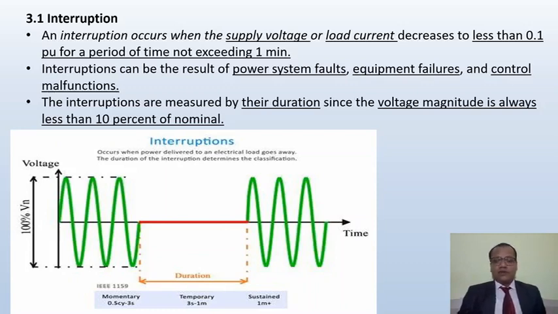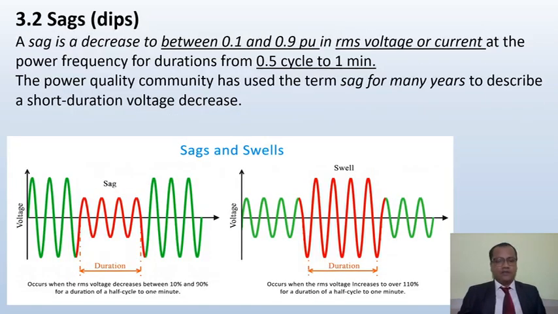Then they are measured by their durations, since the voltage magnitude is always less than 10% of the nominal value. That means if you observe the graph here, if you consider this green graph as its 100% value, then the complete loss or reduction of the voltage below its 10% level for a duration of 3 seconds to 1 minute, not more than 1 minute. Such events in the power system are called interruptions.